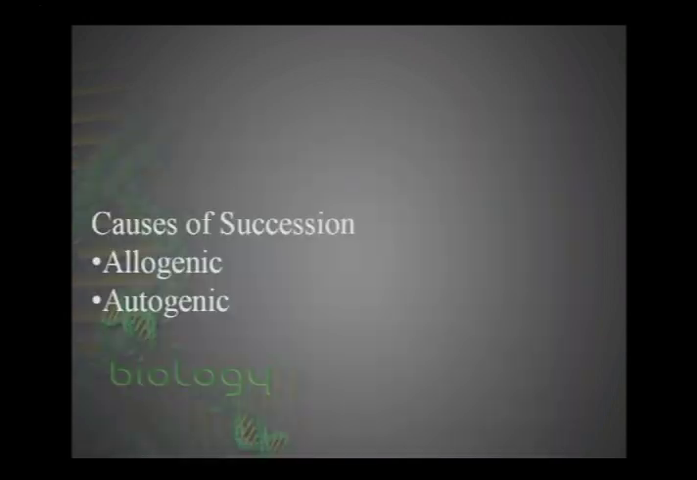Now, when we look at causes of succession, or at least of secondary succession, there are a couple of terms that we use here. One would be allogenic causes, and allogenic causes are external causes. So things like fire, or human development would be another example here. And so in other words, causes that are outside of the control of the ecosystem per se.